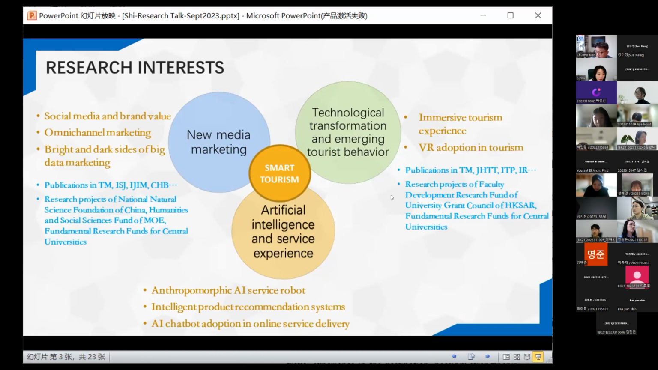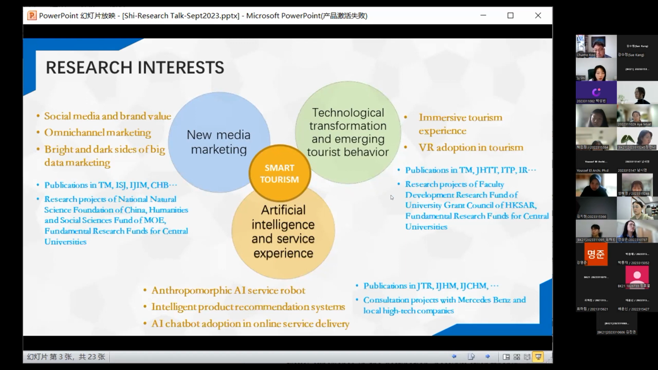In this area, we examine some human-like features of AI service robots, how they use AI to intelligently recommend products, and how they adopt chatbots in the service delivery process. This is quite newly developed, but we still have some papers in the tourism field, such as publications in the Journal of Travel Research, International Journal of Hospitality Management, and International Journal of Contemporary Hospitality Management. Because this part is quite practice oriented, we also cooperated with some local companies, such as Mercedes-Benz and some local high-tech companies, to see how they really adopt artificial intelligence in their practice. So these three areas are basically the focus that I'm working on nowadays.